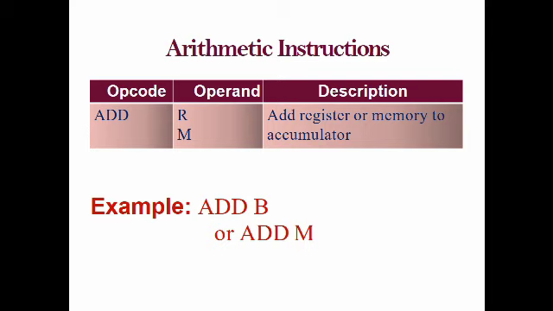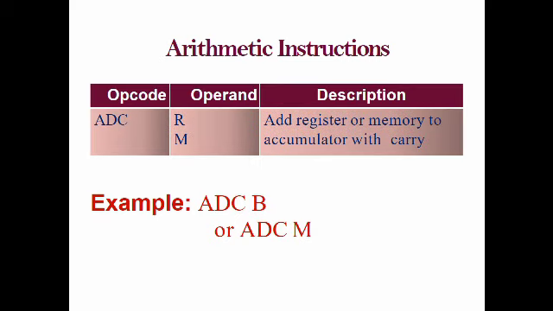The original contents of register B will remain unaffected, and the final added contents of the accumulator with register B will be stored in the accumulator. Similarly, ADD M will add the contents of the memory to the accumulator. ADC, add register or memory with carry.